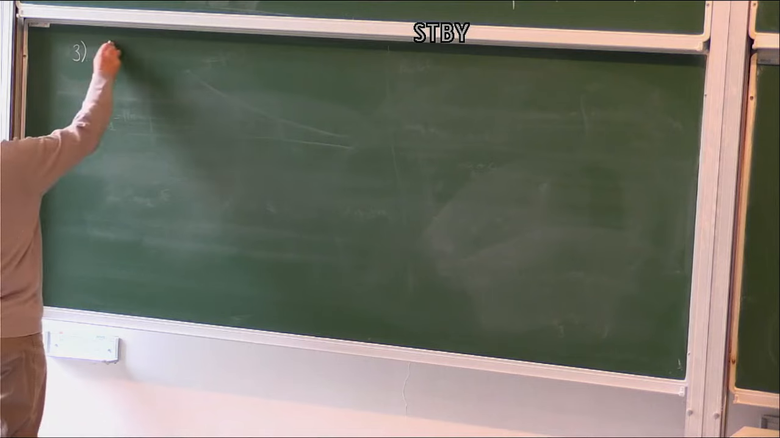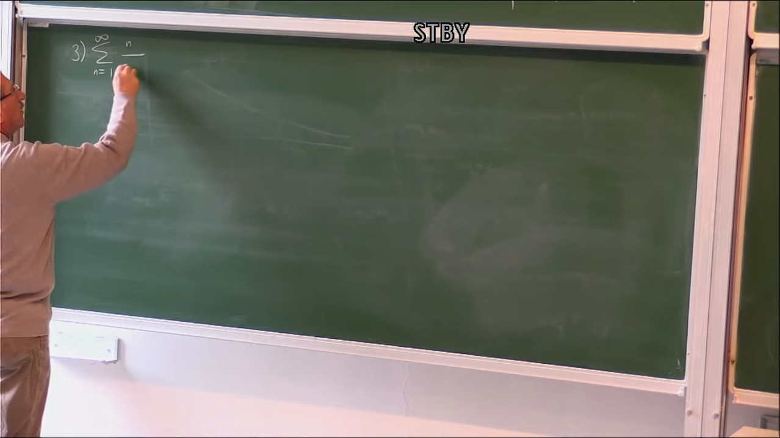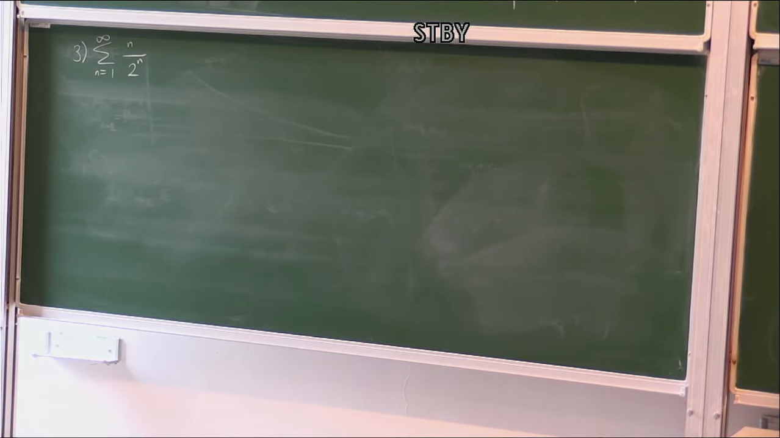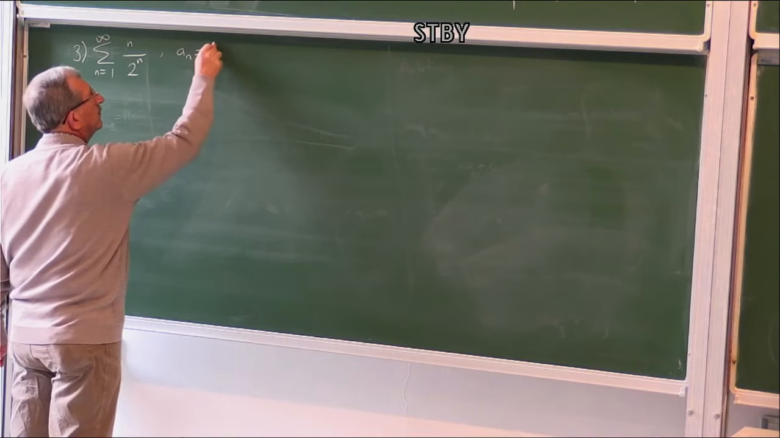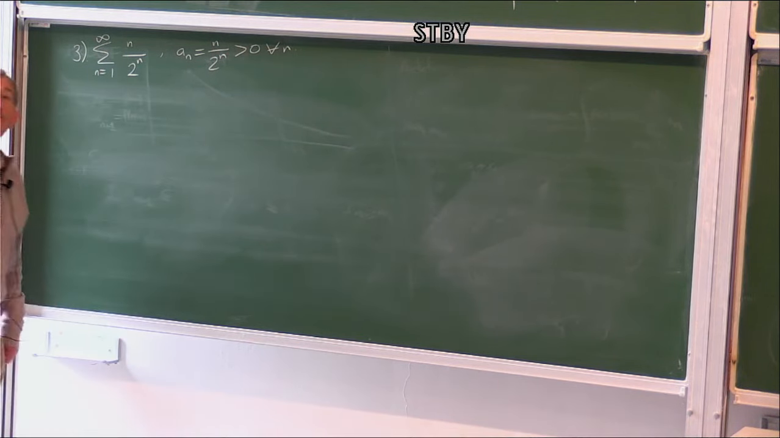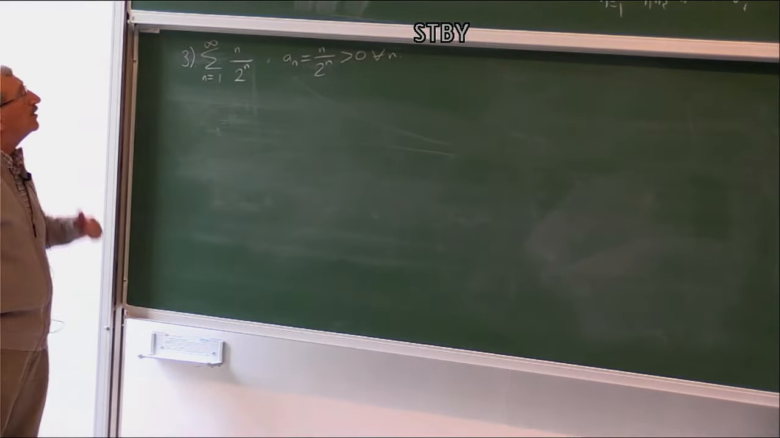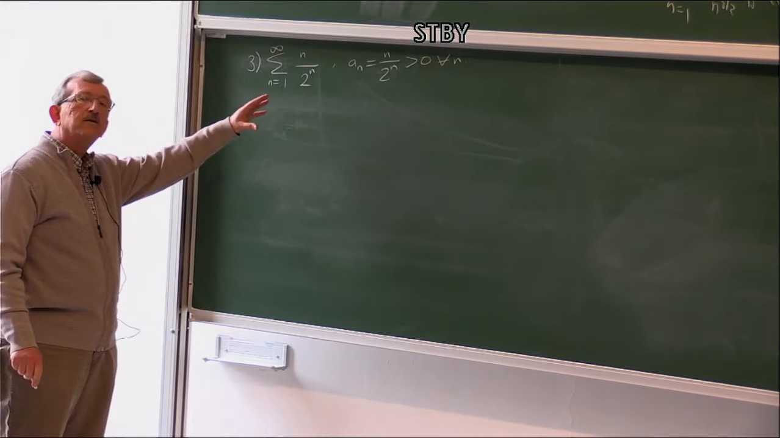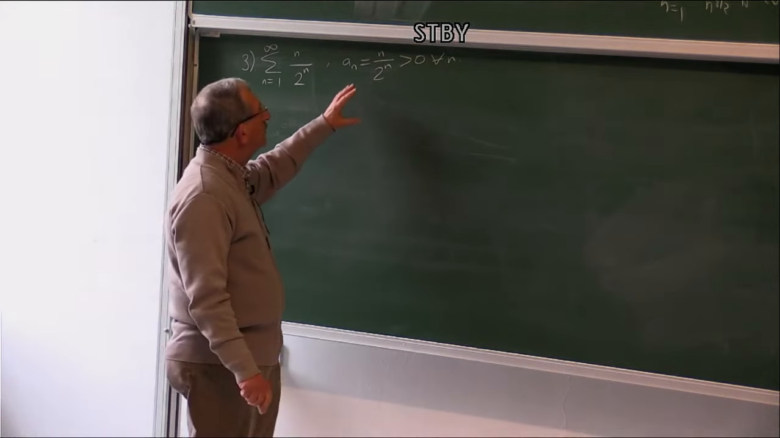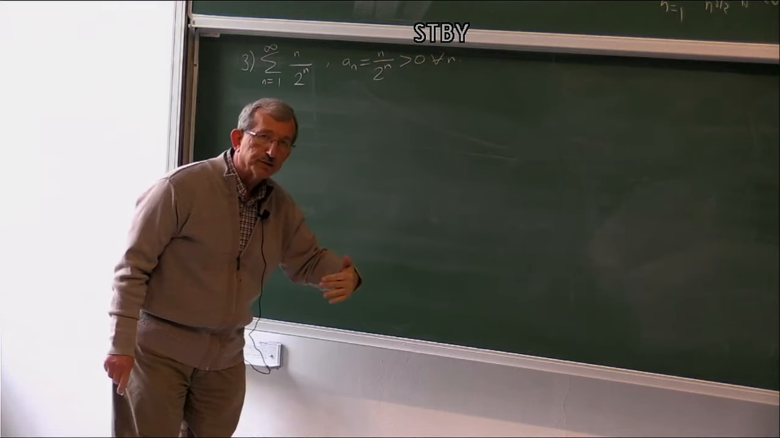As a third example, let us consider the sum of n over 2 to the n. Well, clearly here, our a_n is positive for all n. We don't have a problem there. But unlike the first example, we don't have a clear-cut dominating sequence, a bigger sequence whose series is convergent.